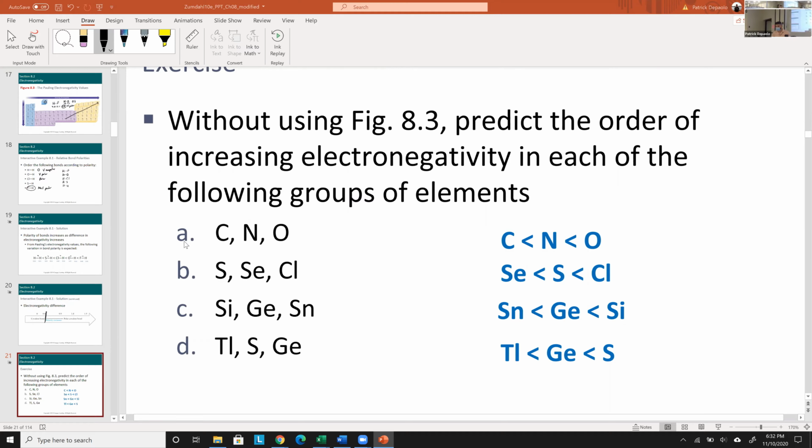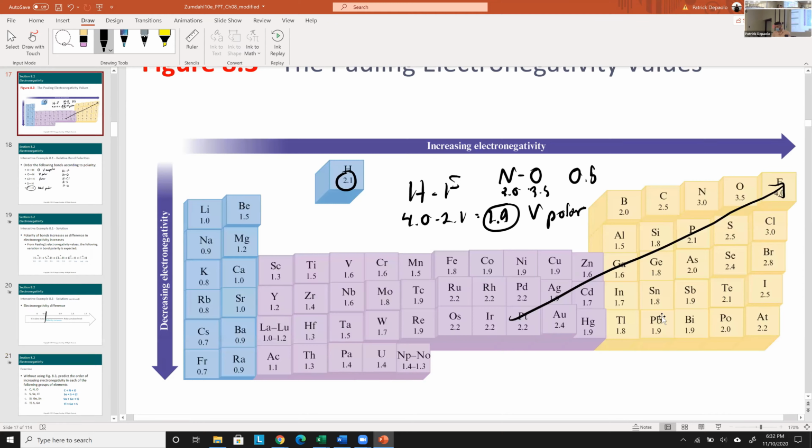All right, thank you. Okay, and then you have thallium, I think, Tl, and then sulfur and germanium. Where's that Tl? Tl's right there. And then you have germanium and what was the other one?